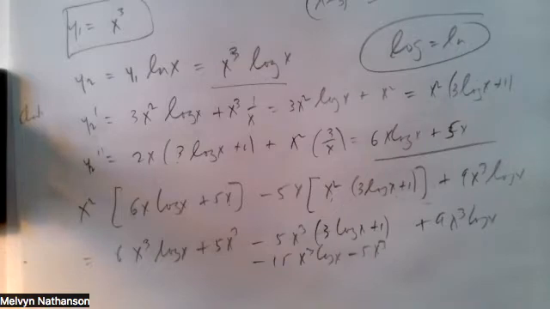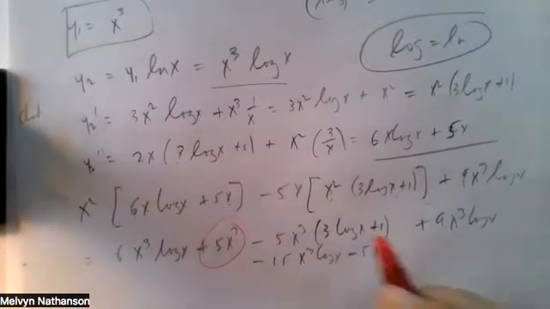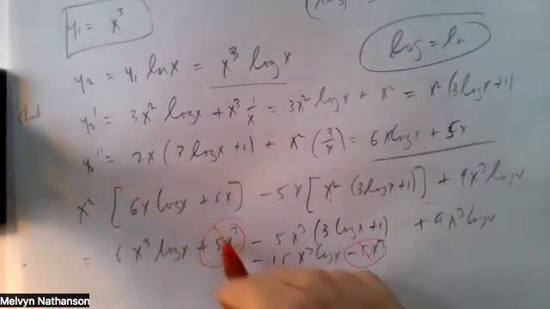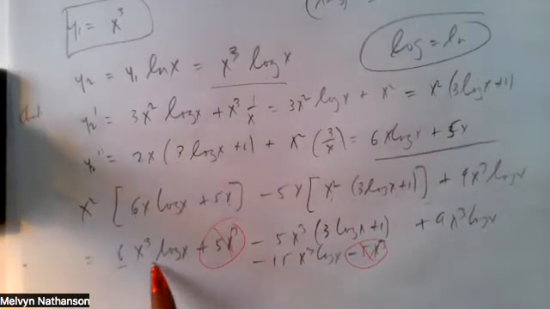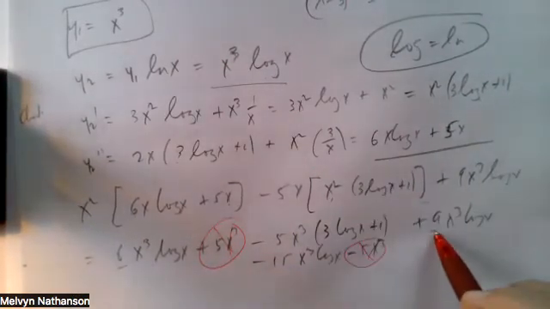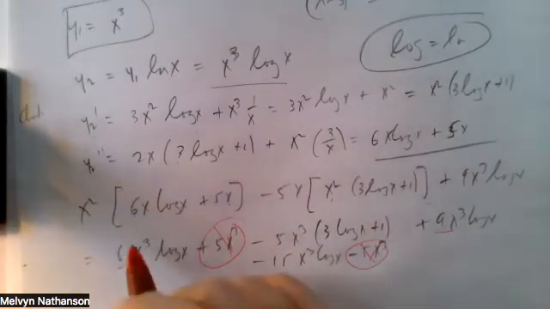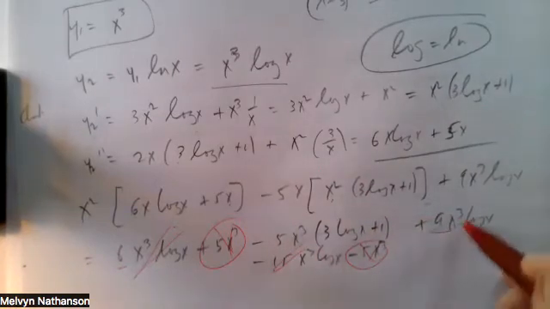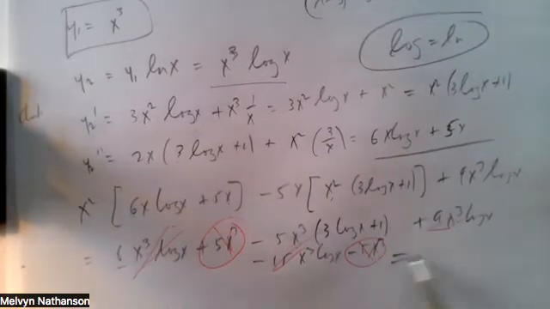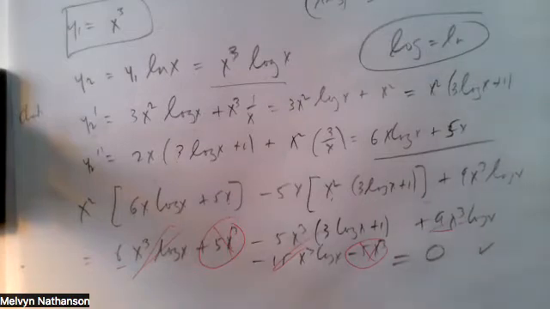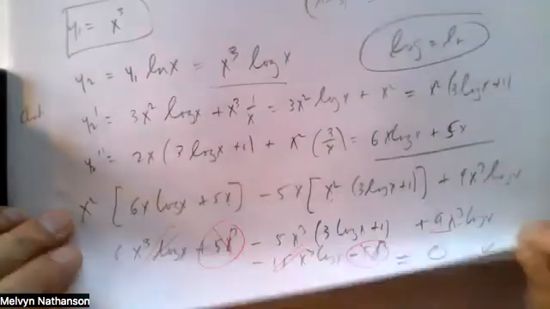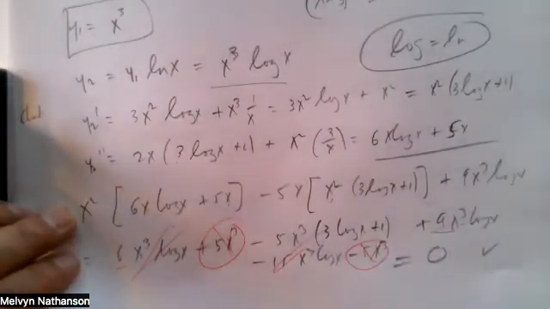So plus 5x cubed and minus 5x cubed, they cancel. 6x cubed log x plus 9x cubed log x is 15x cubed log x, and minus 15x cubed log x. These also cancel, so we get 0. So this is correct. And this is the general situation.